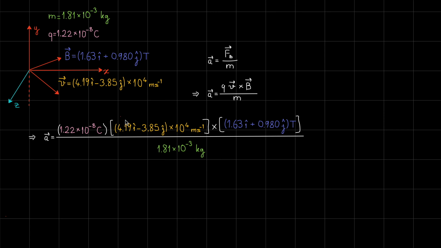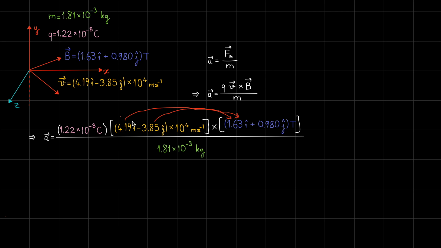So for instance, take this term here. That will be i hat times i hat, that's 0, right? And then the second component of vector v cross the first component of B. Well, what do we get from that? We get j hat times i hat. The result of that cross product is going to be negative k hat. So j hat times i hat is negative k hat. So we'll basically multiply the numerical values, and then multiply the result by negative k hat.